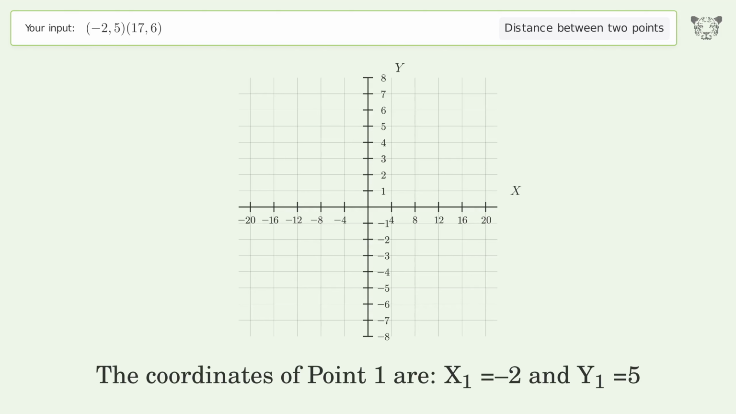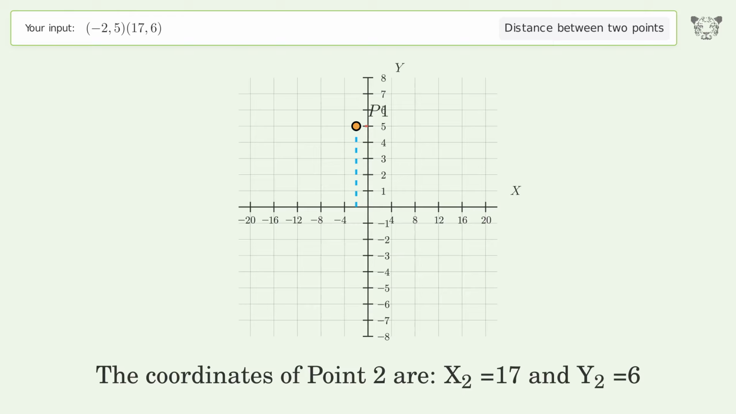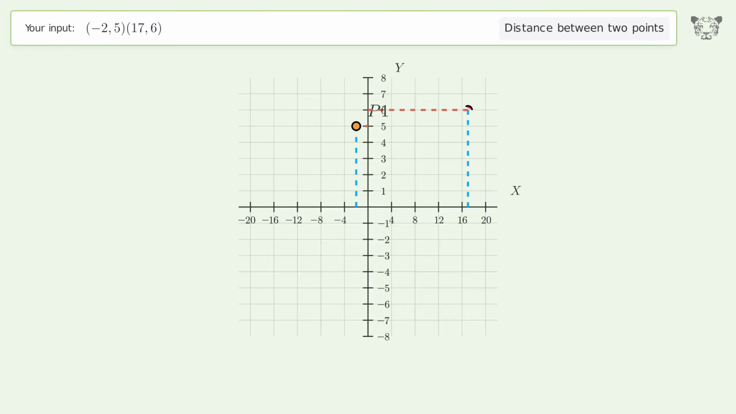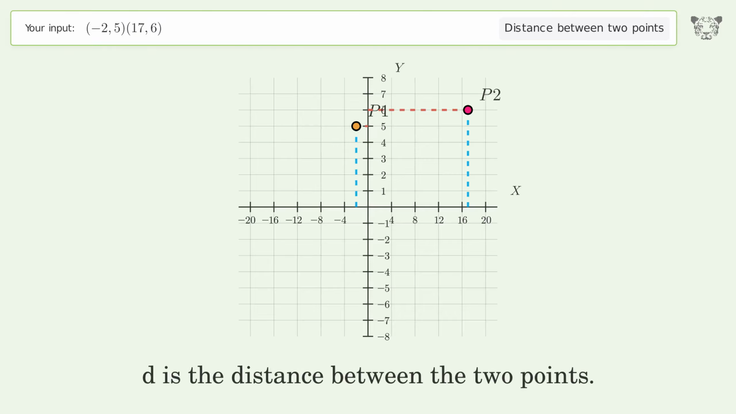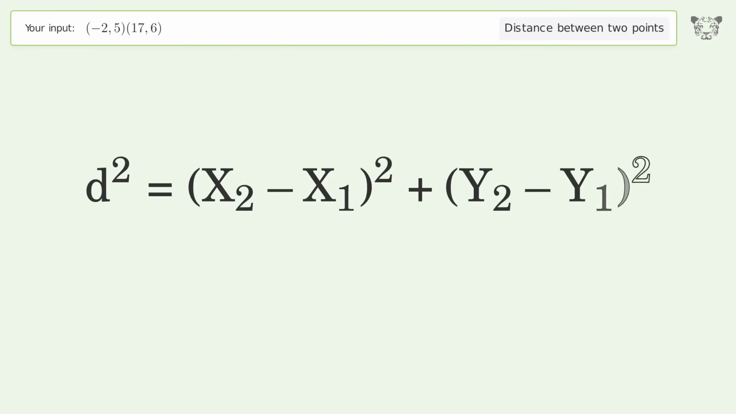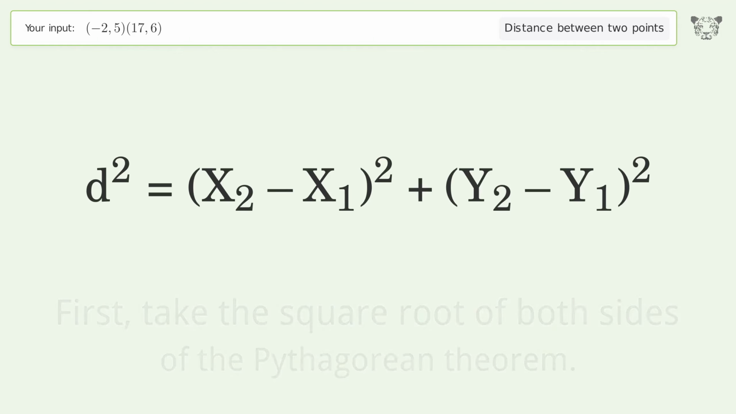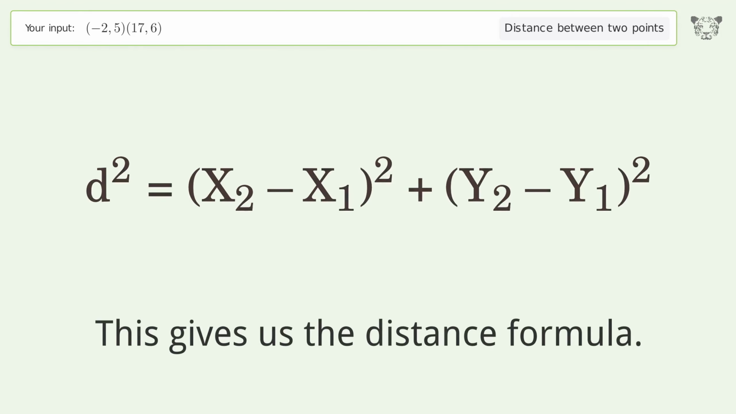The coordinates of point 1 are x1 equals -2 and y1 equals 5. The coordinates of point 2 are x2 equals 17 and y2 equals 6. D is the distance between the 2 points. First, take the square root of both sides of the Pythagorean theorem. This gives us the distance formula.